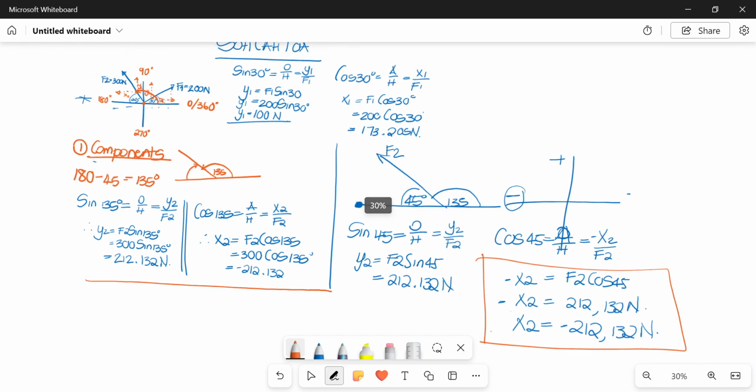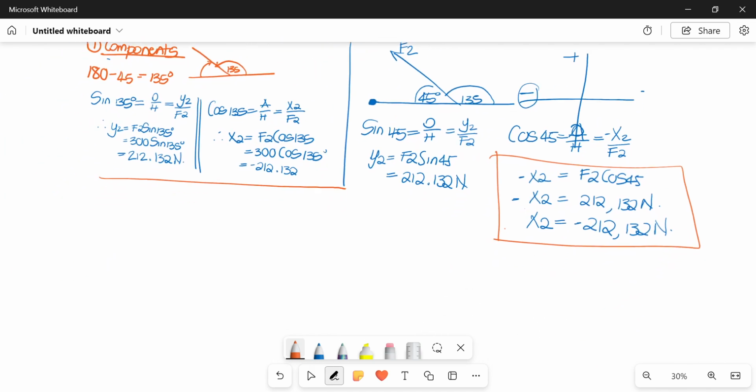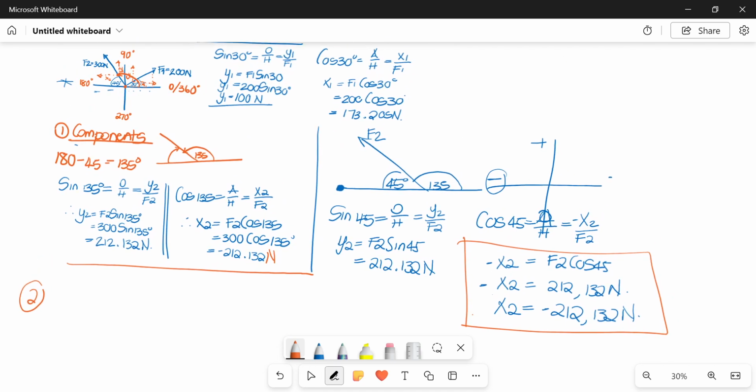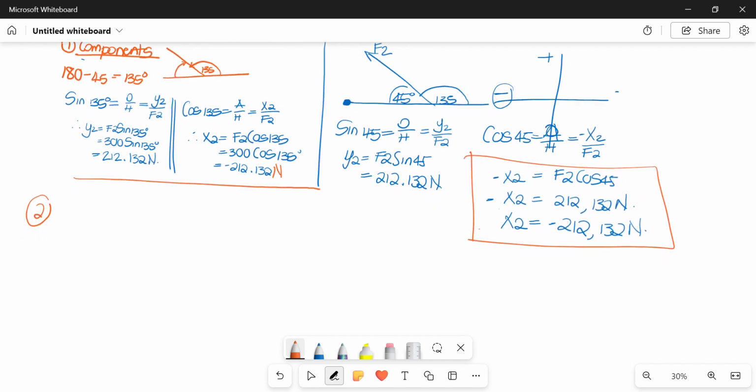Okay? Then the next part, remember this part was just about doing the components. So now we have the components. Step 2, we are essentially going to sum them up, okay? So now we just need to express them properly. We have now calculated our forces, okay? So we have our y1, y2, we have our x1 and our x2, all right? Then we can just plug them back into the equation.